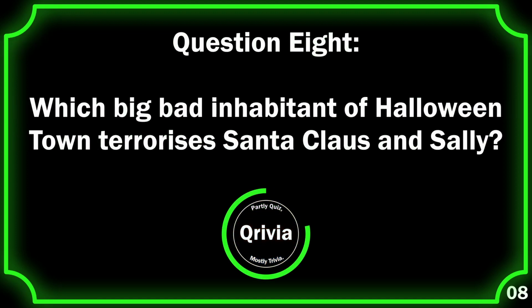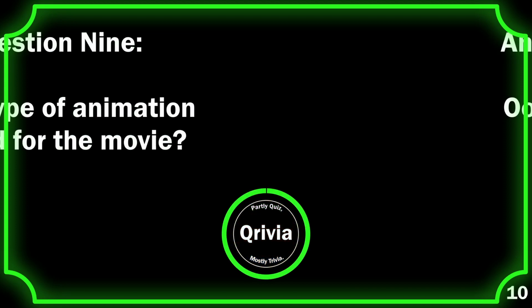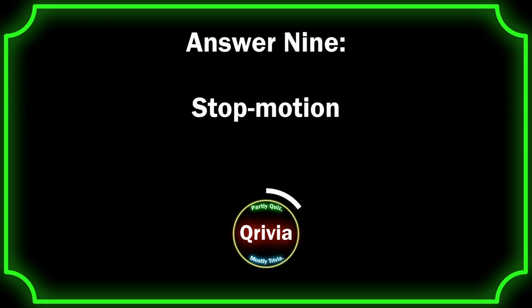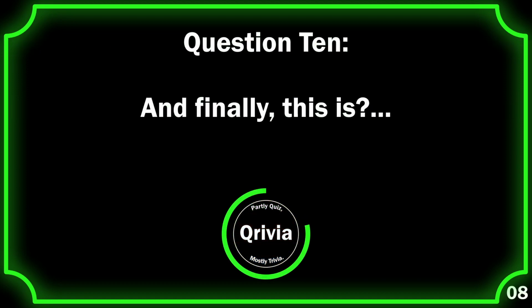Question eight. Which big bad inhabitant of Halloween Town terrorizes Santa Claus and Sally? He's a real meanie. It's Oogie Boogie. Is he the Nightmare Before Christmas? Question nine. What type of animation is used for the movie? Ooh, we need the type. Is it cell drawn? Is it traditional? No, it's stop motion. Oh my god, it was so much work. Good on you for making this movie, because holy moly, so much work.